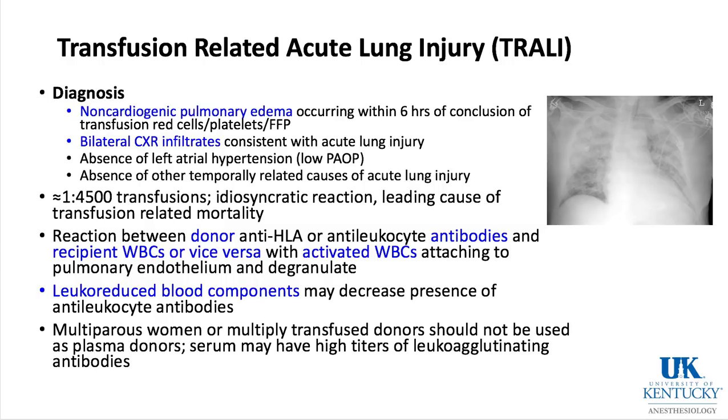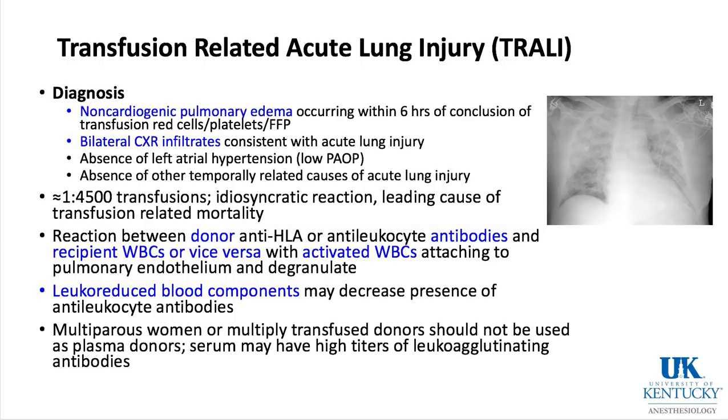If you have a pulmonary artery catheter in, there's no evidence of high wedge pressures or high left atrial pressures, so this is not a failing heart, and there's no other cause of acute lung injury like inhalational injury of some type. So the explanation is we just transfused them. It's less than 6 hours since we transfused them. Now they have pulmonary edema bilaterally, and it's not their heart. And it occurs in about 1 in 4,500 transfusions. It is a leading cause of transfusion-related mortality.